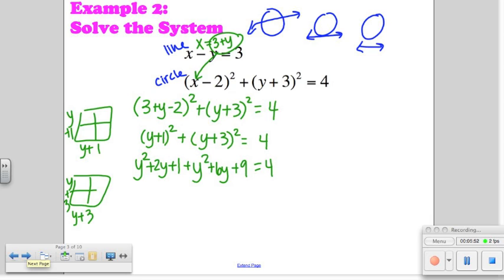Just like the last one, we're dealing with a quadratic, so let's combine like terms and get everything to the same side. 2y squareds, 8y's, 10, take away 4, and plus 6 equals 0.